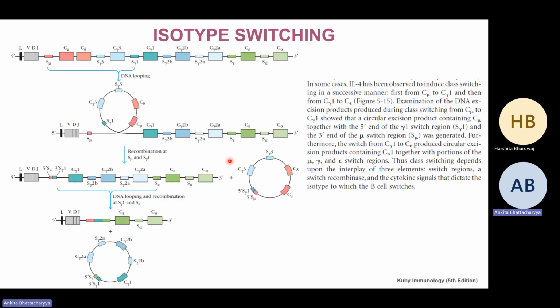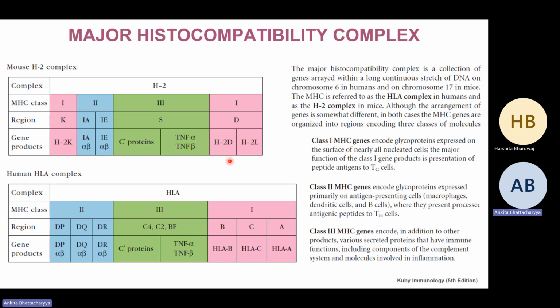Then you have isotype switching, and we saw it extensively before, where we understood how, depending upon the type of condition that the antibody needs to cater to, the most efficient isotype is chosen, and that is facilitated by isotype switching, which is mediated by cytokines.